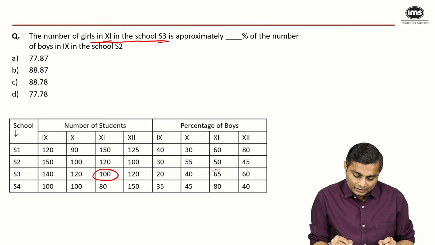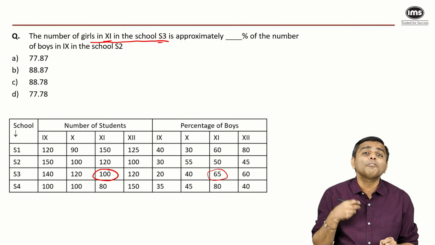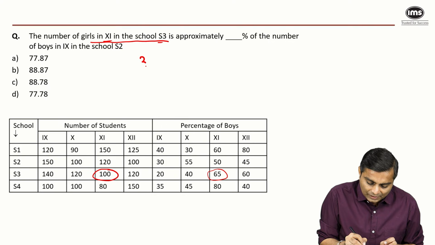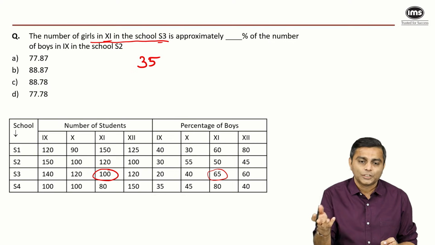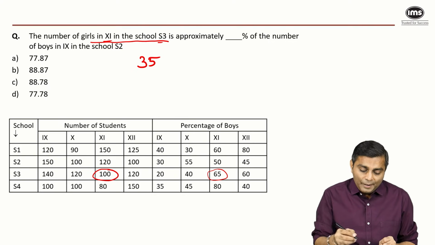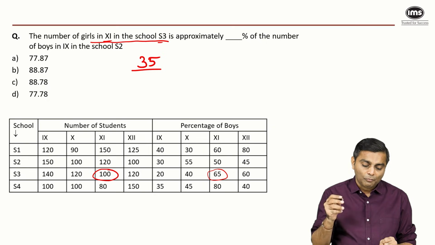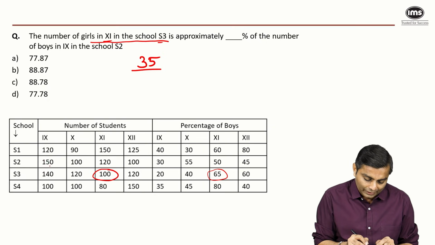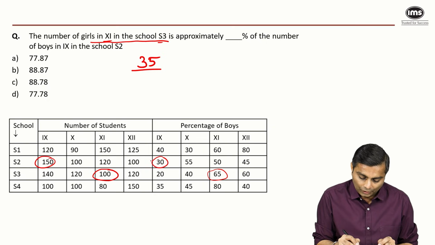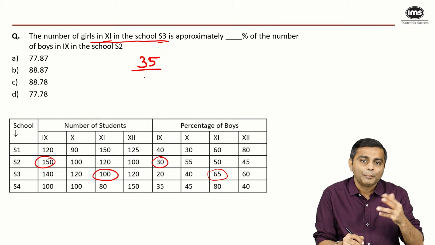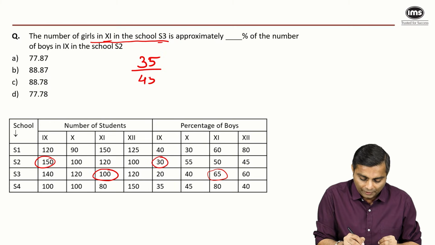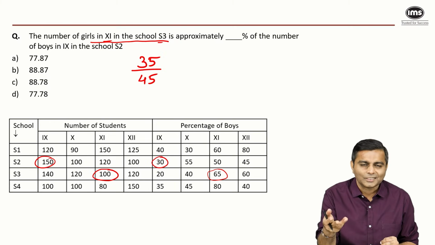We have boys, 65% are boys, so 35% will be girls, which means there are 35 girls because the total is only 100. The base or the denominator is going to be what? Number of boys in 9th in S2. 9th S2, 150 and 30. So 30% of 150 because boys is only asked, so 45. 10%, 15, 30%, 45, correct?